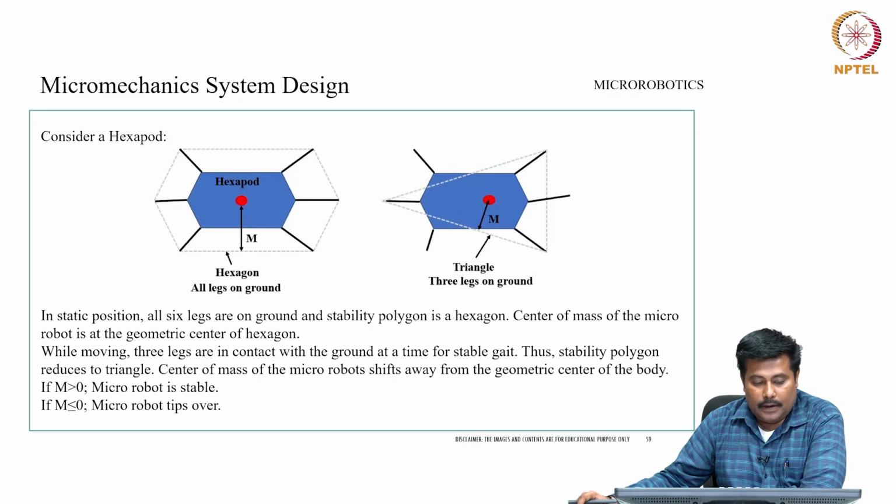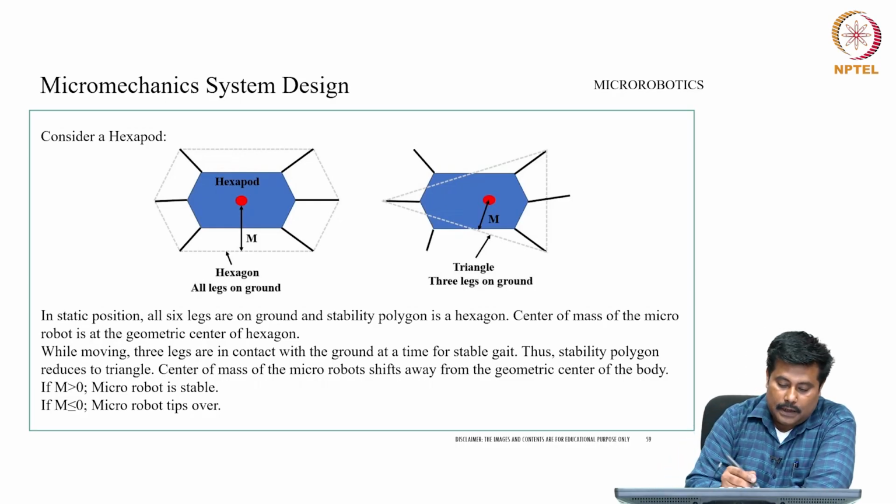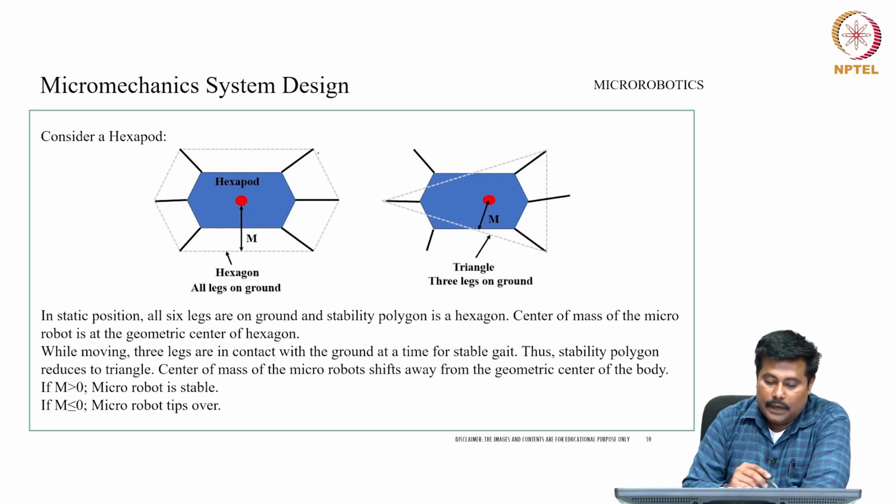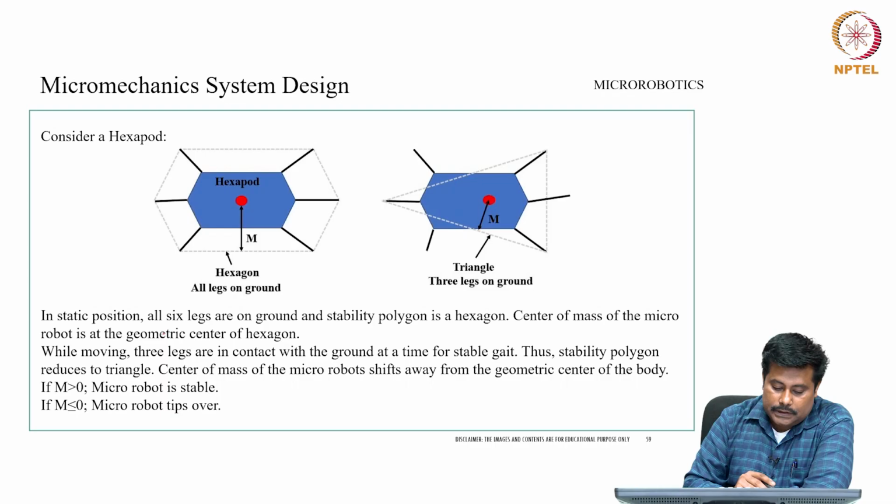Next, let us consider a hexapod. In this particular hexapod, again we are considering M, with all the legs grounded, and we trace the support region. Similarly, there is a case with 3 legs on the ground. In this case, we have 3 positions, which are appropriately grounded over here, and the mass is placed in this particular position. In the static position, all 6 legs are on the ground and the support polygon is a hexagon. The center of mass of the micro robot is at the geometric center of the hexagon.